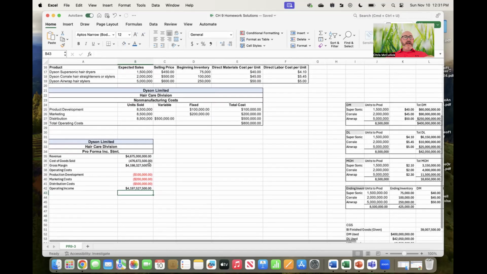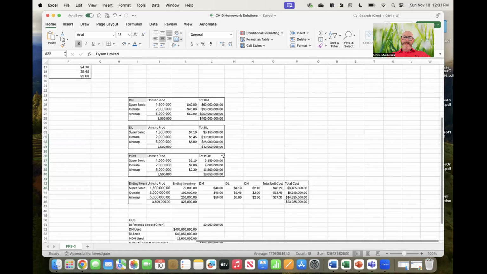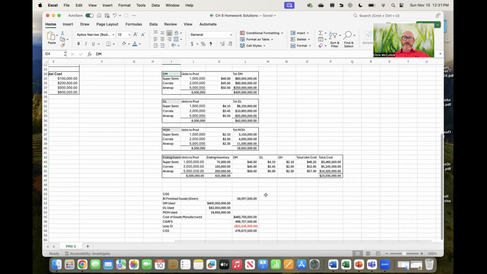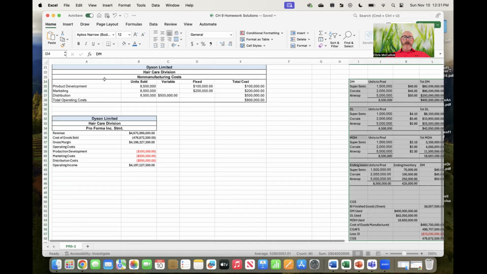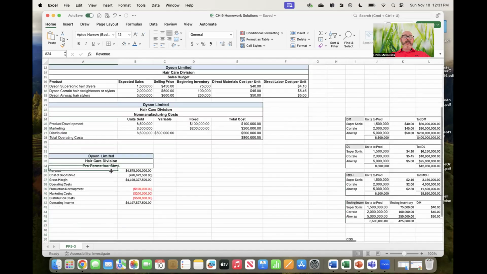So we are now finally done. This was our ultimate schedule that we were trying to create. We now finally created it, but remember, there are many steps to the budgeting process. And so here's all the different steps we use, as well as the schedules already given to us in order to get to that point.